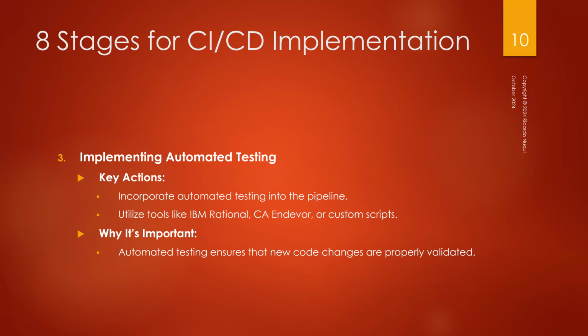Third, implementing automated testing. Key actions include incorporate automated testing into the pipeline, including unit tests, integration tests, regression tests, and possibly performance tests. Utilize tools like IBM Rational, CA Endeavor, or custom scripts to automate testing specific to the mainframe environment. Why is it important? Automated testing ensures that new code changes are properly validated before moving to production, reducing the risk of defects and system instability.